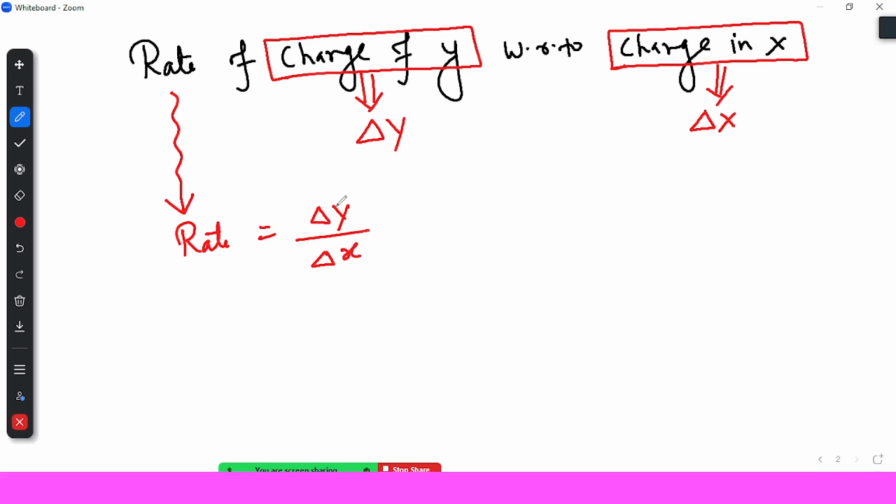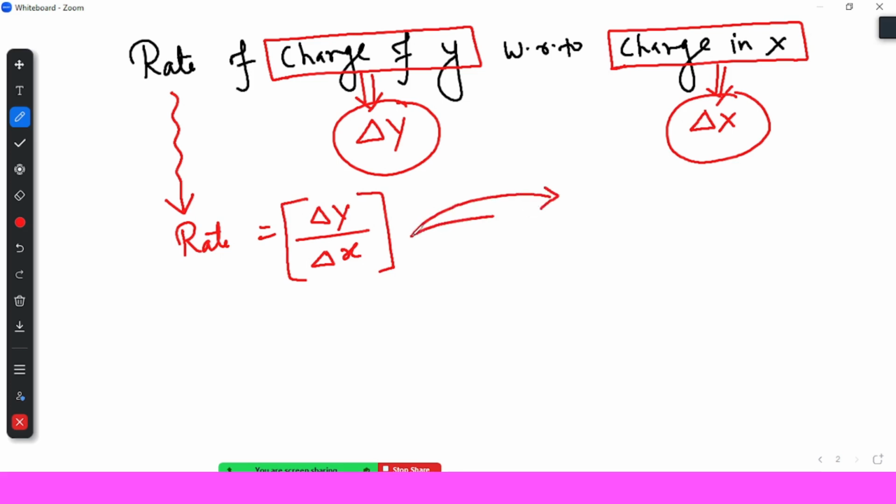The meaning of rate is that you are going to take the ratio of two things: the first is change in y, and the second is change in x. So rate of change of y with respect to change in x means delta y upon delta x. Now I think you have the idea how we can relate this delta y upon delta x to dy upon dx. What is the meaning of dy upon dx? Let me explain.